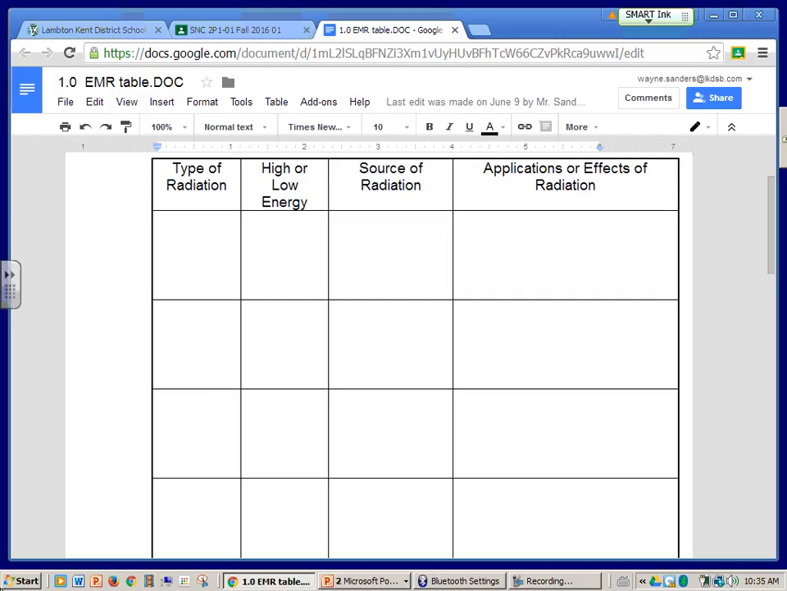Okay. Visible. We're now to visible. Come on, folks. Visible. Let's keep rolling. I'm now at visible. For high or low energy, put medium. It's in the middle. It's right in the middle. It's not penetrating. It doesn't hurt us.